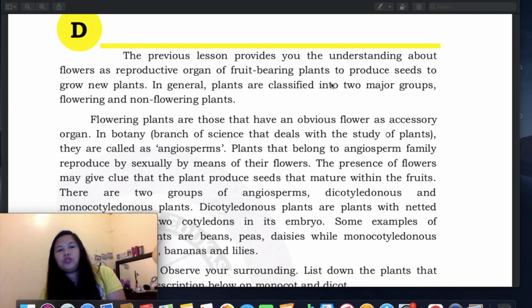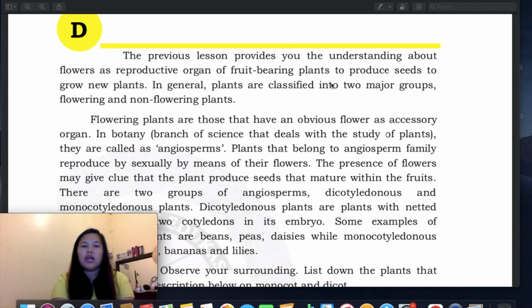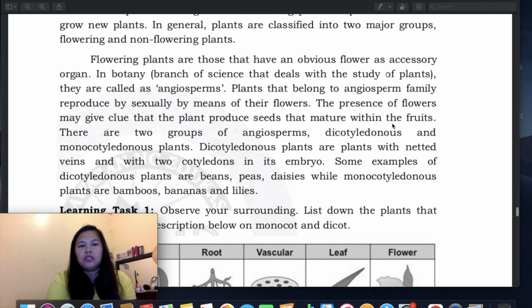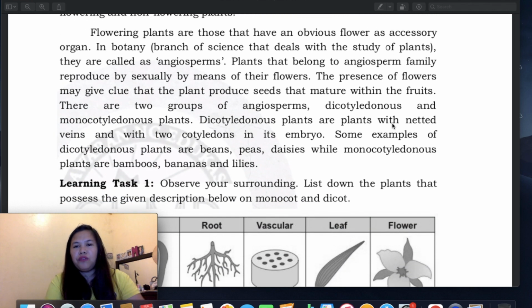So, to grow new plants, in general, plants are classified into two major groups, flowering and non-flowering plants. So, flowering plants are those that have obvious flowers, accessory organs, and very obvious. Alam naman natin lahat kung ano yung flower, di ba? So, in botany, yung botany is focused only on plants. So, ang mga scientists na nag-study niyan is botanist. So, branch of science that deals with the study of plants. So, they are called the angiosperm.